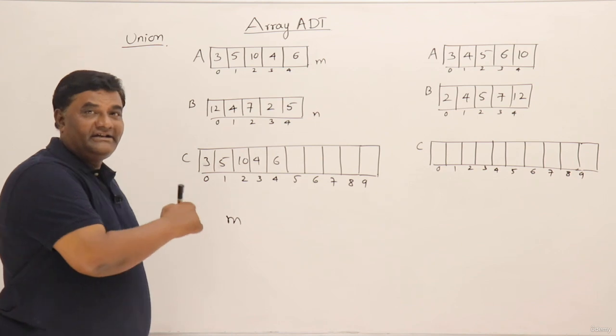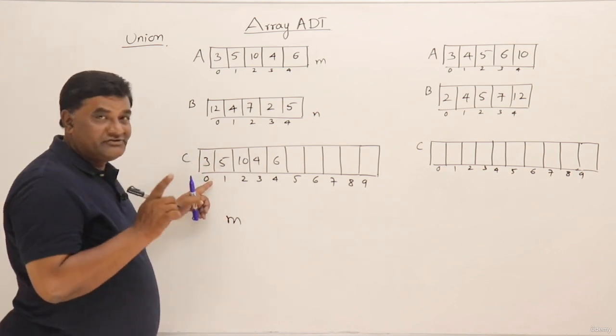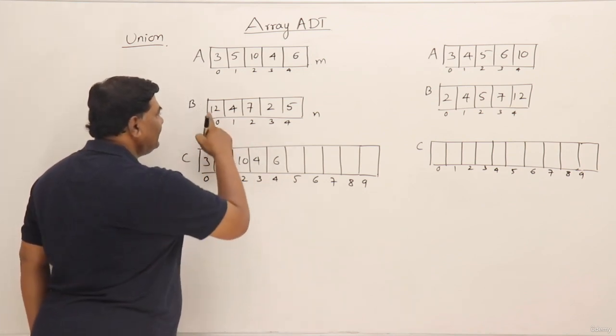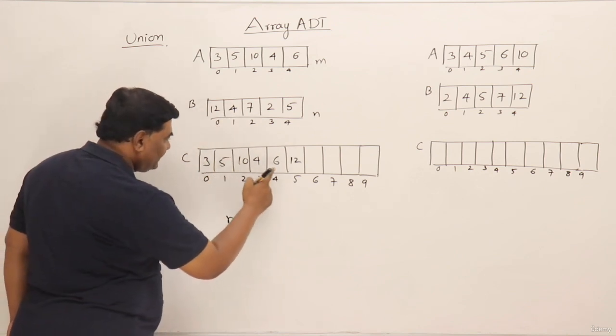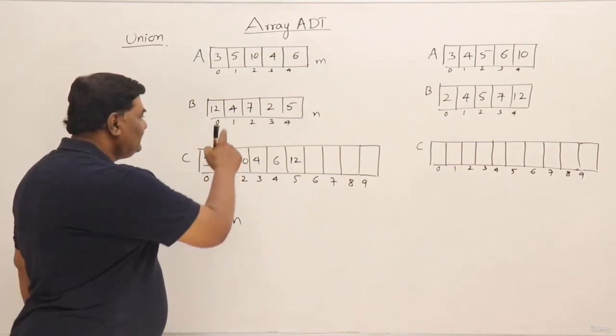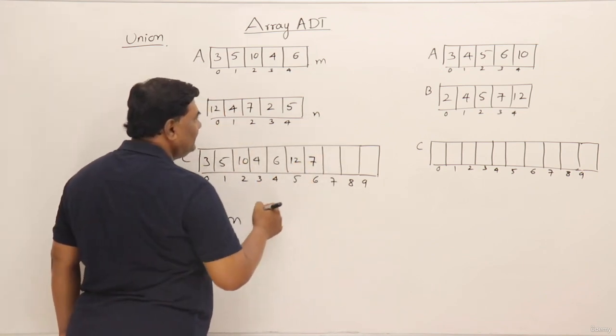12. Shall I copy it or not? I cannot blindly copy the second set. If it is already present here, I should not copy it. 12, search for it. Is it there? No, not there, so copy it. 4, search for it. Is it there? Yes, it's there, so don't copy it. Then 7, search for it. Is it there? No, so copy it.